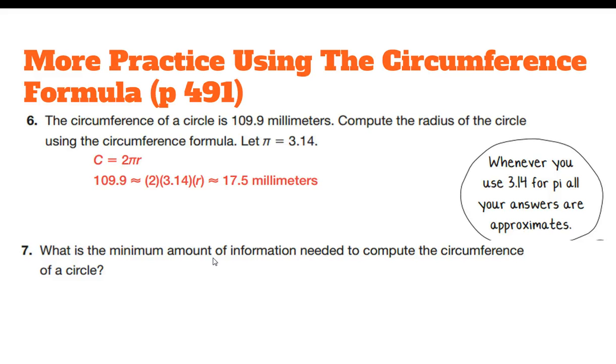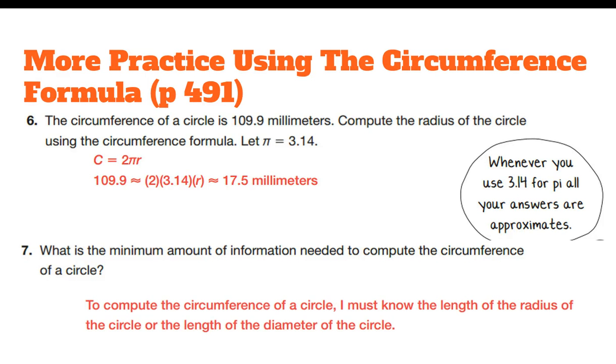Okay, on to number 7. What is the minimum amount of information needed to compute the circumference of a circle? I'll pause here and you can discuss. All right, to compute the circumference of a circle, I must know the length of the radius or the length of the diameter of the circle. That is what you need.